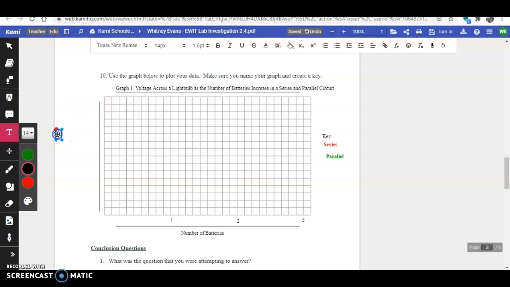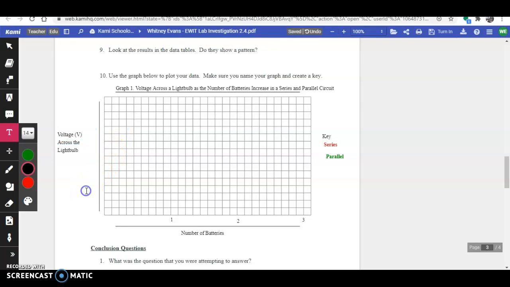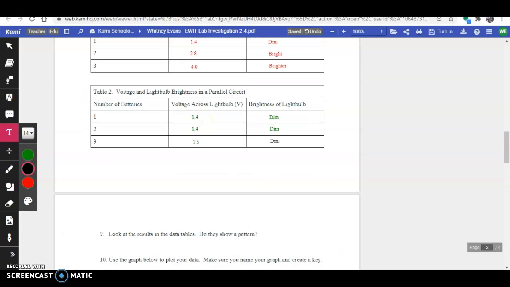I'm going to go ahead and label this. So voltage in V, we'll just say across the light bulb. And we don't want our text to be on the graph, so I'm going to do this. Okay, so the range, remember from yesterday, I think there are 16 horizontal lines, so let's see.